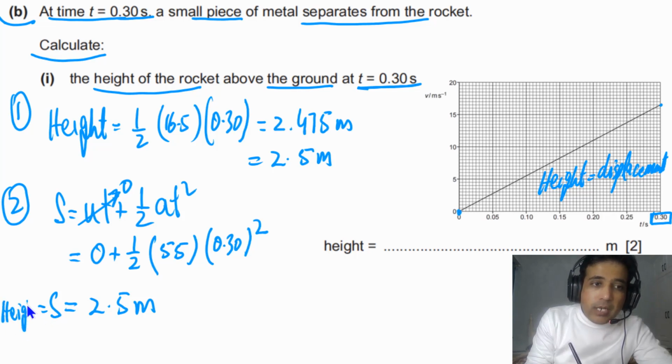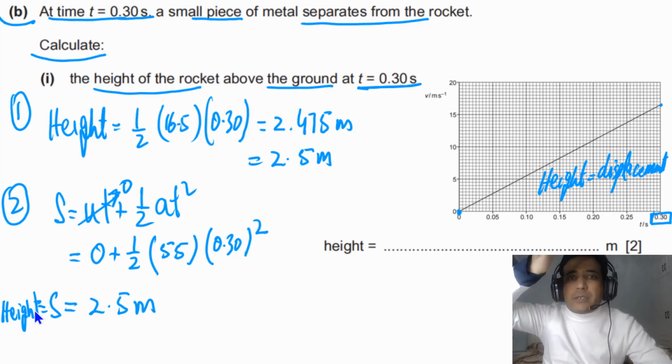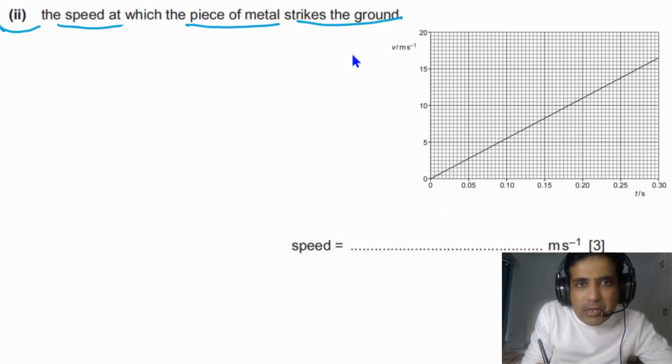Height of the rocket in this case is equal to displacement of the rocket because the rocket is just moving in one direction. So this is how you can answer this problem. For the second part, we need to find the speed at which the piece of metal strikes the ground. So the best way to answer this problem is we can sketch first of all. So this one is our rocket. So simply we can draw this rocket like this.